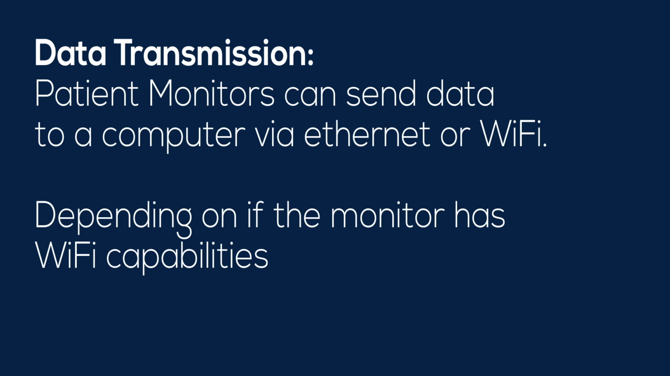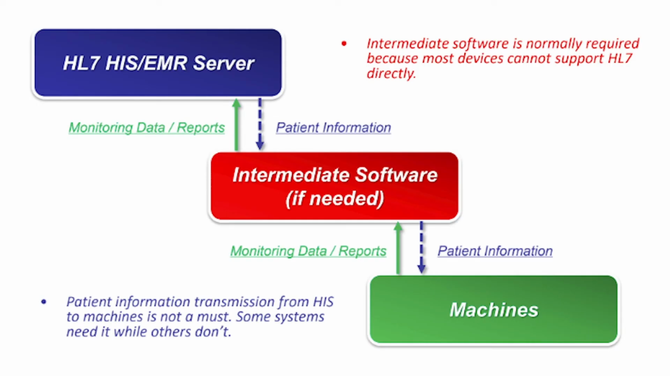Patient monitors also have the capability of data transmission, which can send the data from the patient monitor to the computer via either Wi-Fi or Ethernet, depending on if the monitor has Wi-Fi capabilities. The data is sent via HL7 and needs to be funneled through an intermediate software to create the final report. This can be through an EMR or EHR. Integration and monthly fees may apply through the EMR depending on which company the provider is.